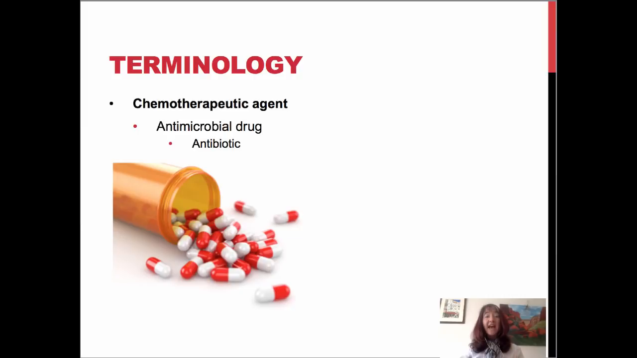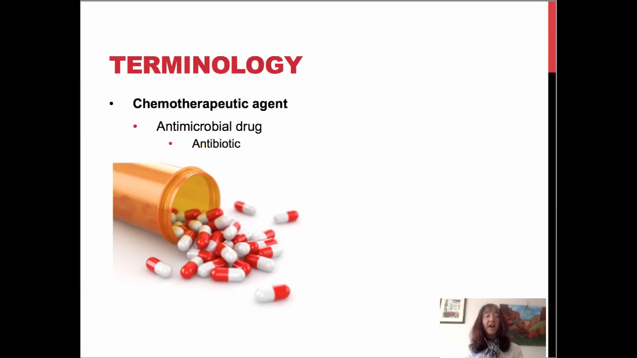Chemotherapeutic agent means any chemical that's used to treat a disease. Now, some chemicals are used to treat diseases caused by microorganisms. These are called antimicrobial drugs, and every antimicrobial drug is a chemotherapeutic agent. However, not all chemotherapeutic agents are antimicrobial drugs. We know, for example, that chemotherapy is used to treat cancer, and at least that particular disease is not directly caused by a microorganism. So there are other chemotherapeutic agents, not just those that are used to target a microbial infection.